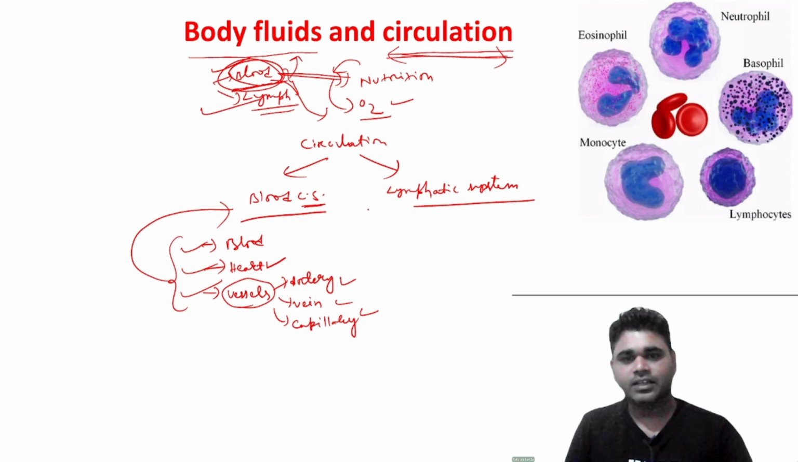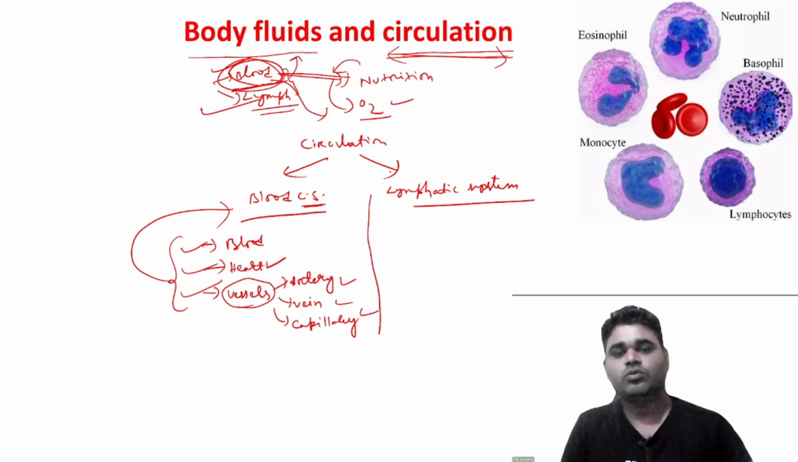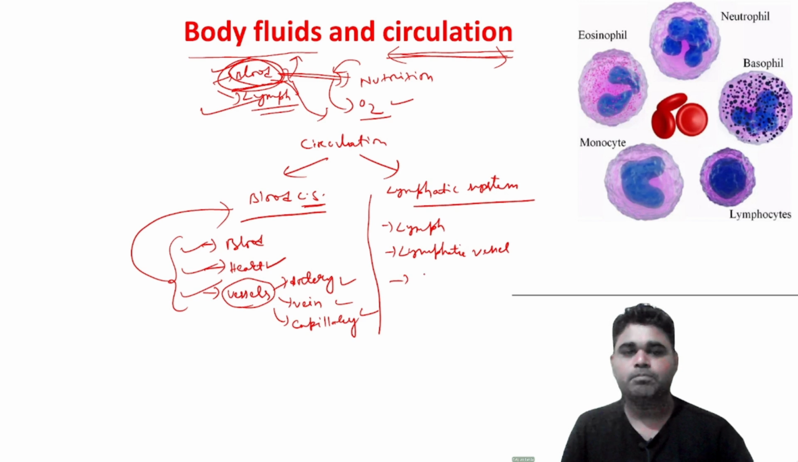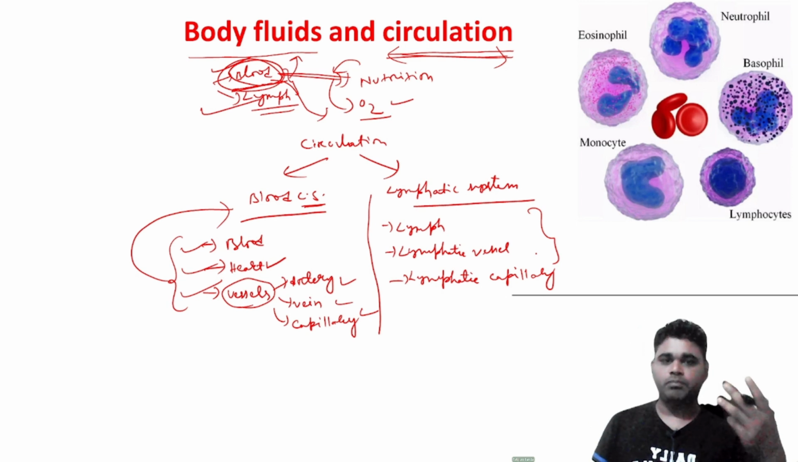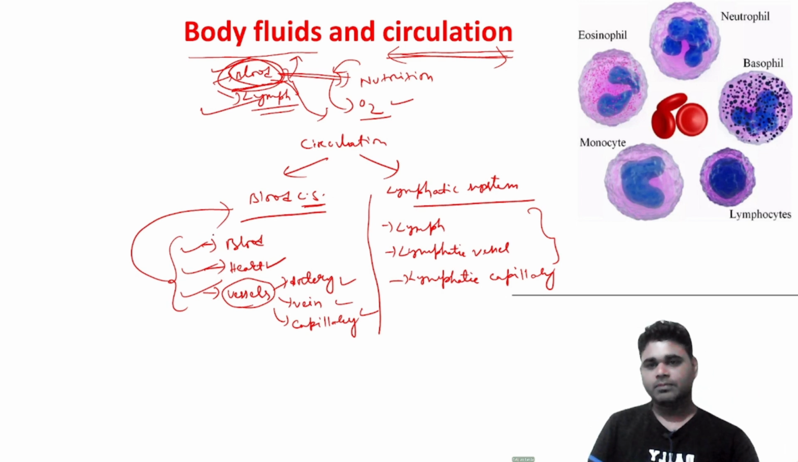Like that, the lymphatic system also includes, of course, the lymph, and besides the lymph, the lymphatic vessel is important, and after that a lymphatic capillary is needed. So these are the different components of the lymphatic system, and these are the different components of the blood circulatory system.